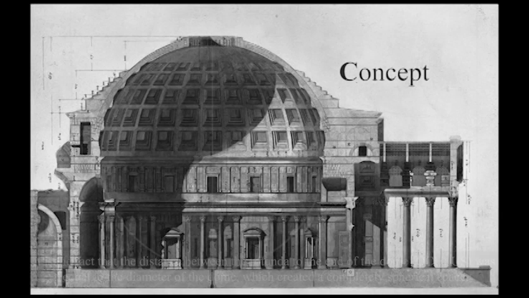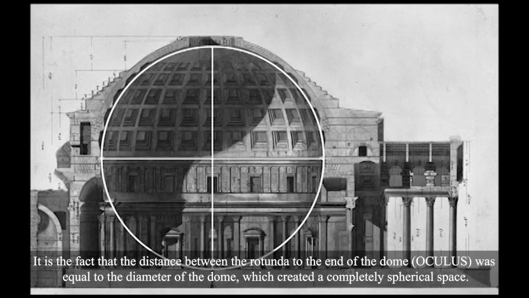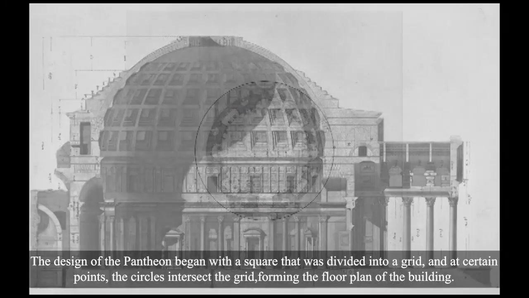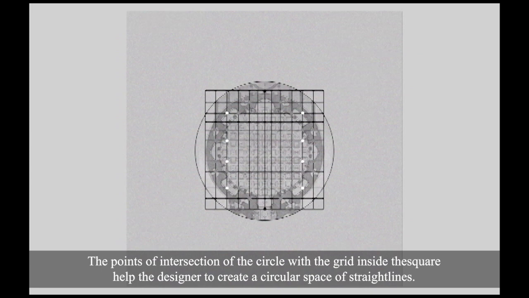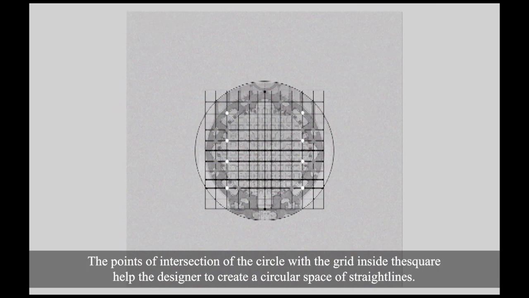Concept. The distance between the rotunda floor and the top of the dome was equal to the diameter of the dome, which created a completely spherical space. The design of the Pantheon began with a square that was divided into a grid, and at certain points the circles intersect the grid, forming the floor plan of the building. The points of the intersection of the circle with the grid inside the square help the designer to create a circular space of straight lines.